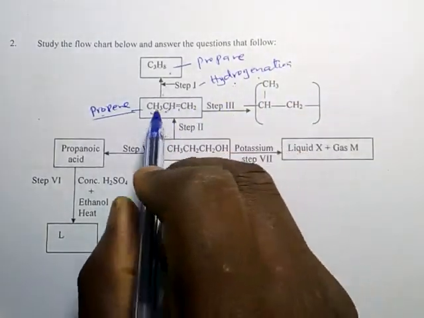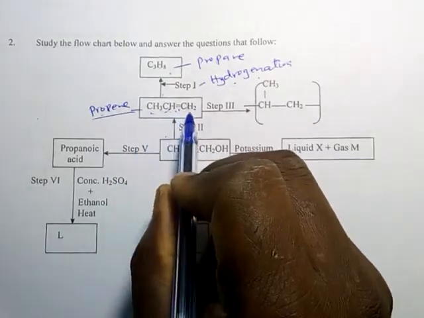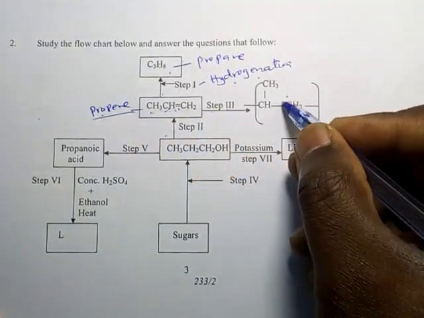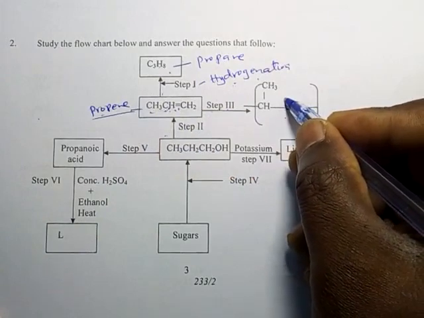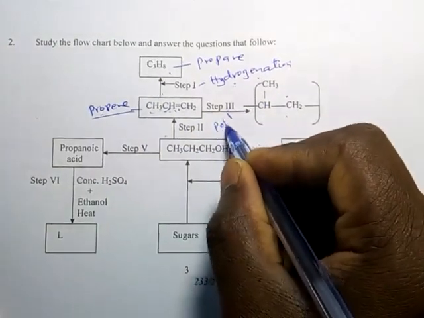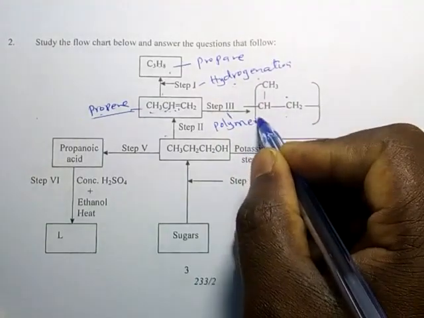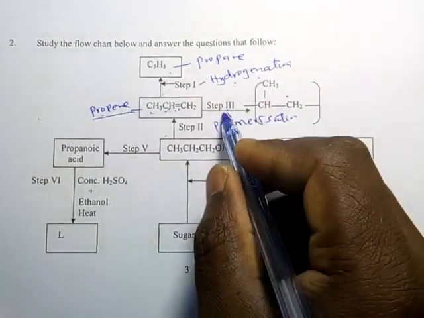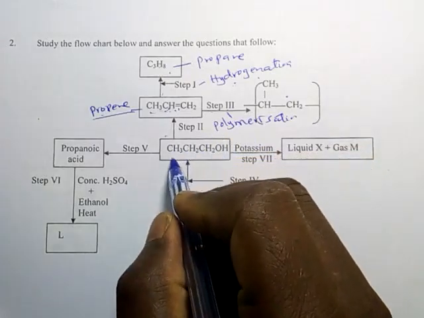So that's the thing. Now propene is undergoing step 3 and it is forming a polymer. We know this one is a polymer, right? Therefore, this one is polymerization. So we know step 3 is polymerization. Let us go to step 2.